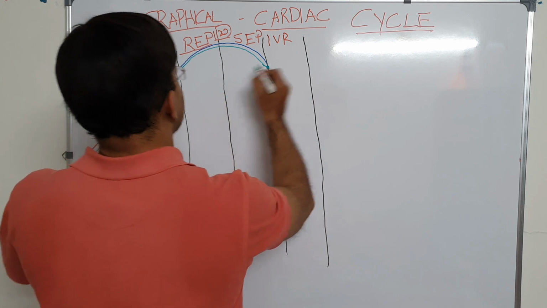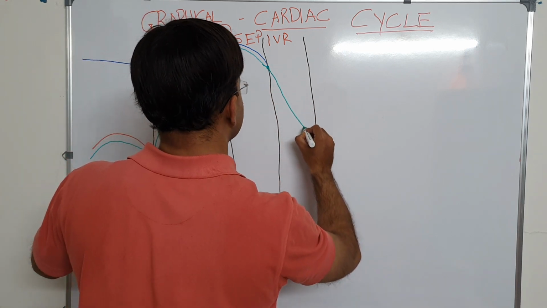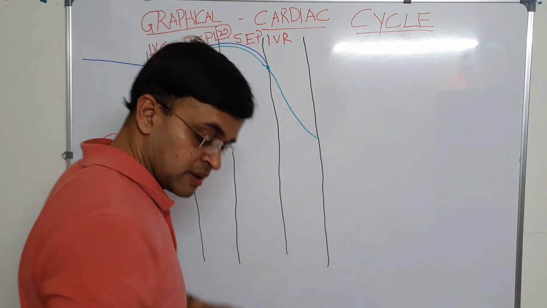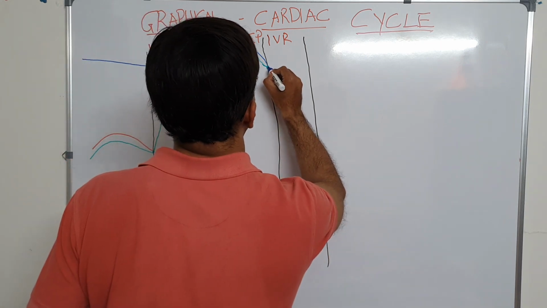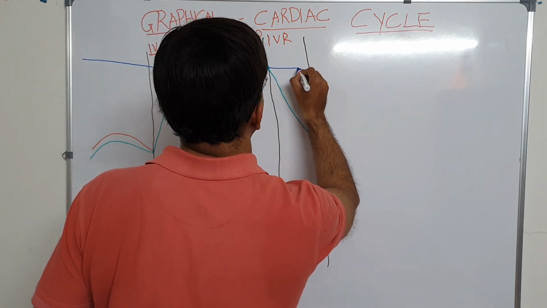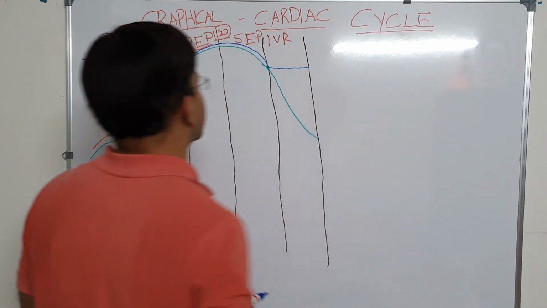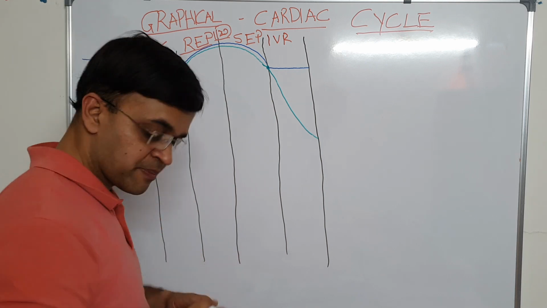The pressure inside the ventricle is going to fall exponentially, right? We'll come back to this. But the pressure inside the aorta will stay more or less the same, because the aortic valve has closed, right? And what will happen to this thing?